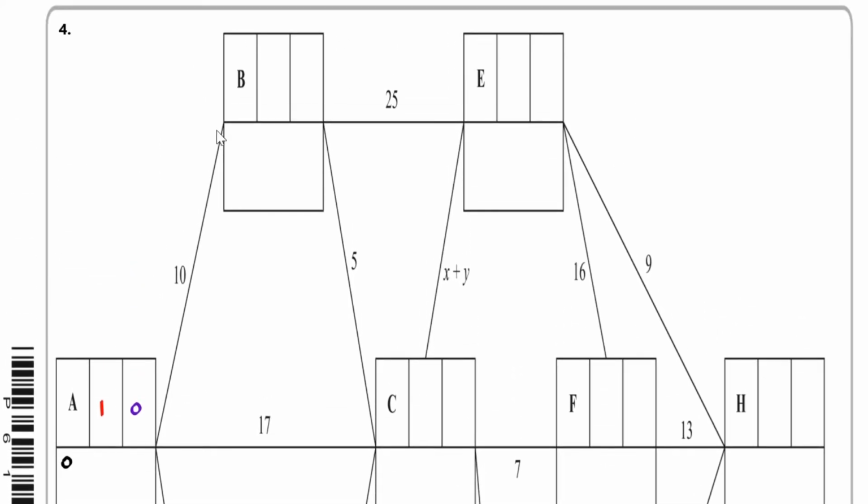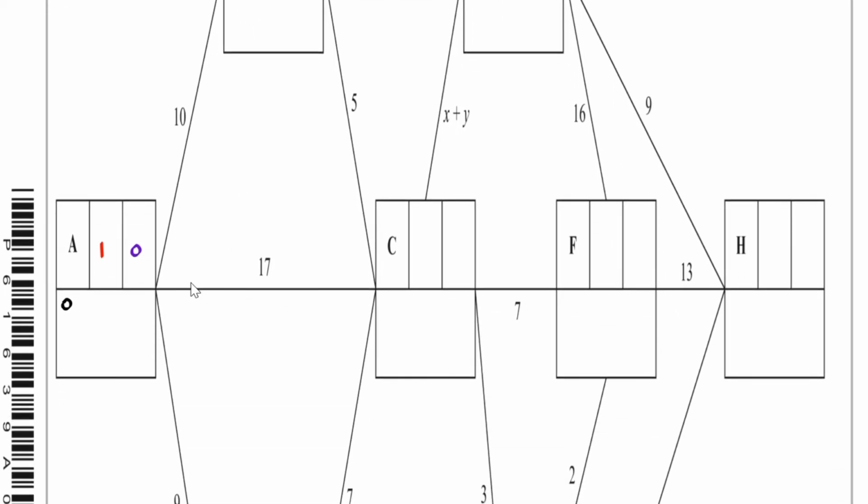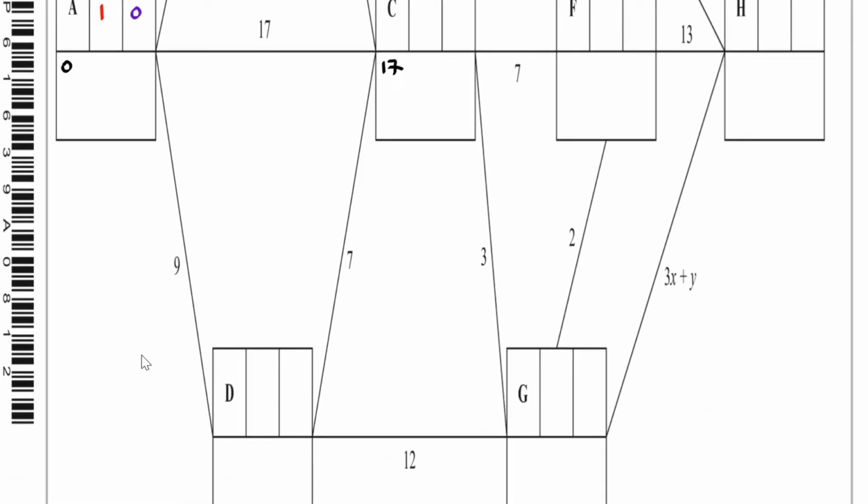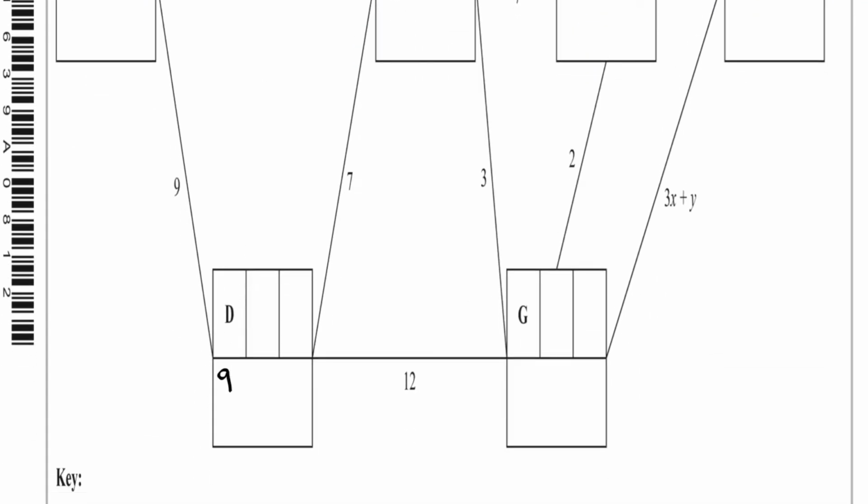Sorry, 0 plus 10, that's 10. 0 plus 17, that's 17. And 0 plus 9, that's 9. Out of the 9, the 17 and the 10, the 9 is the smallest, so we carry this 9 through here and we assign D with the number 2.